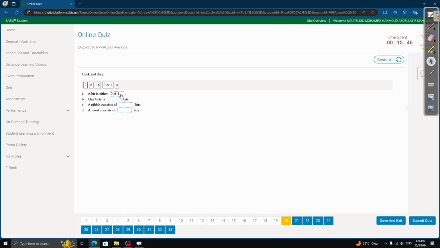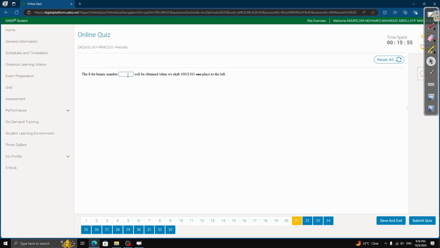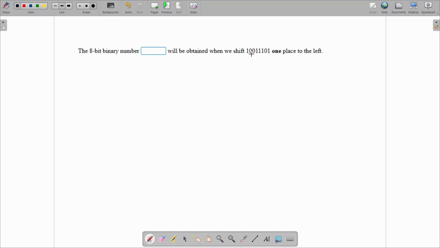A bit is either a 0 or a 1, and 1 byte is 8 bits. A nibble consists of 4 bits, and a word consists of 16 bits. The 8-bit number blank will be obtained when we shift 100111101 to the left. All you really have to do here is move each bit to the left once. So 0, 0, 1, 1, 1, 0, 1. We have 7 bits, we need to fill it up, so we need a 0 here. Meaning the 8-bit binary number 00111010 will be achieved.